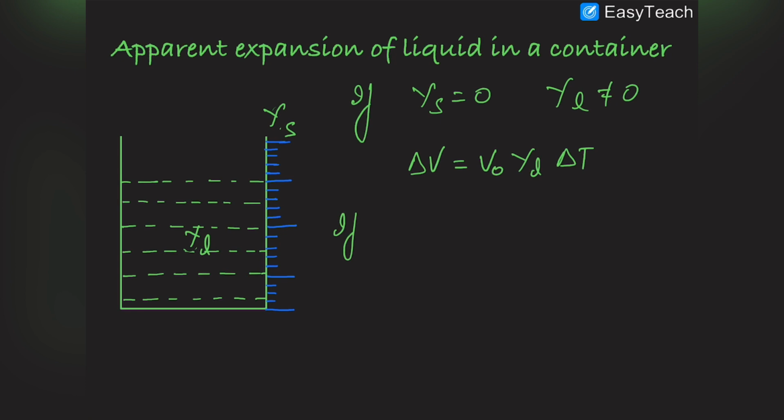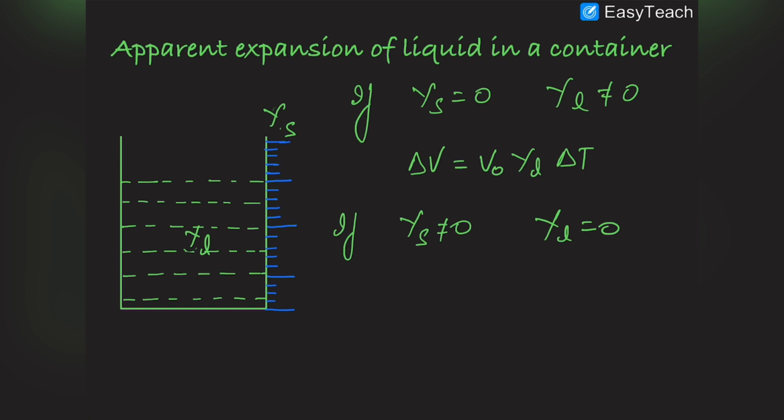And now if gamma S is not 0, which means that the container can expand, and gamma L is 0, which means that the liquid cannot expand, then we can say that the reading of volume in the container will decrease. Obviously, I'm not saying that the real volume of water will decrease. I'm saying that the reading of the water in the container will decrease on this scale, because obviously if the scale is expanding, then these marks are going away from each other. Each division is going far away from the neighboring division, then the value of one division will increase, and therefore the volume of liquid as read by this scale will decrease.